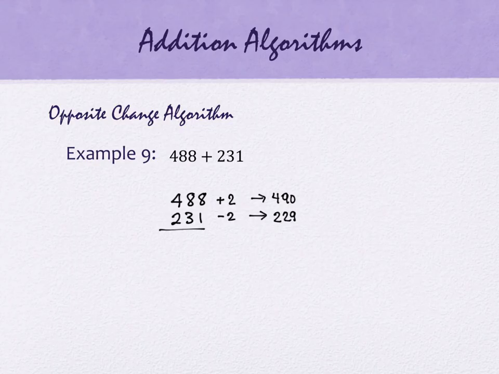Okay, 490, that 9 in the tens column, would be much nicer if I had 500. If I add 10 to this, that does that. And to compensate with the opposite change, I need to subtract 10. So the 490 becomes 500. The 229 becomes 219. And then I can add, and I will get 719.